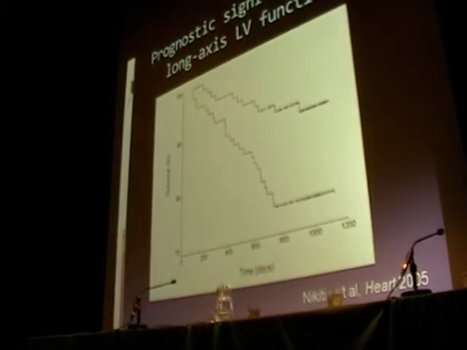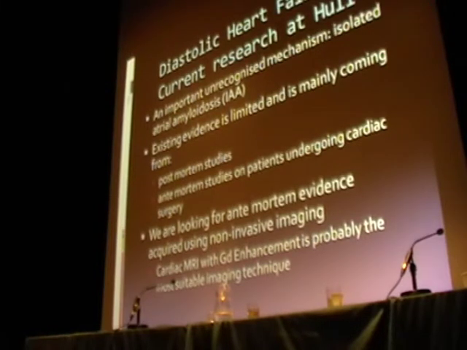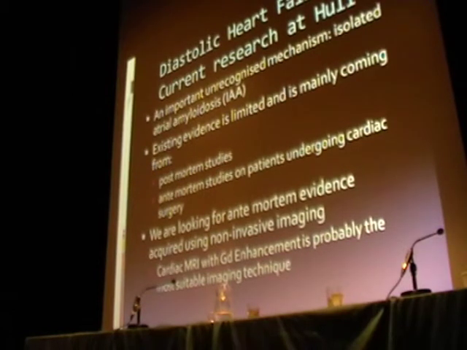We also found that patients who have impaired long axis function of the heart also have worse survival compared to patients with preserved long axis function. What we're doing now, we have a new piece of research looking at potentially important but unrecognized mechanisms that may work in diastolic heart failure. We feel that it may be isolated cardiac senile amyloidosis, particularly the form of so-called isolated atrial amyloidosis, which may be an unrecognized but important mechanism in diastolic heart failure.